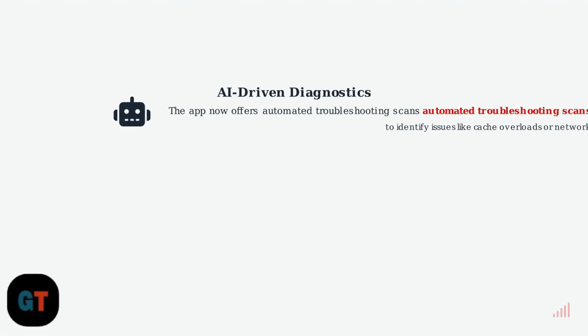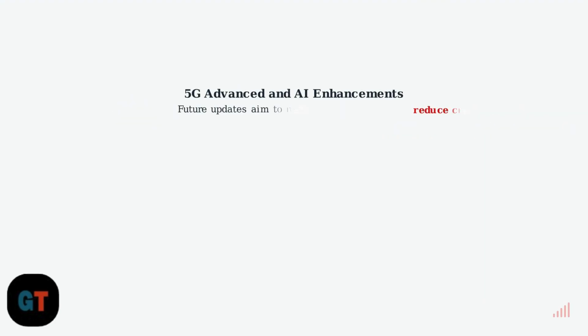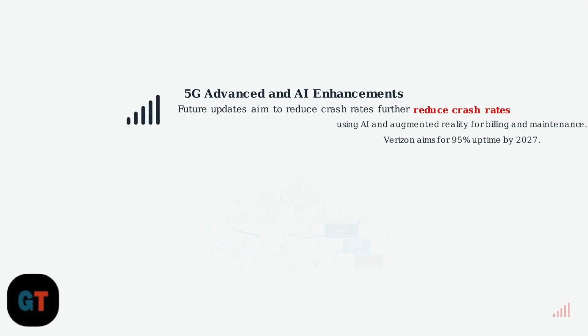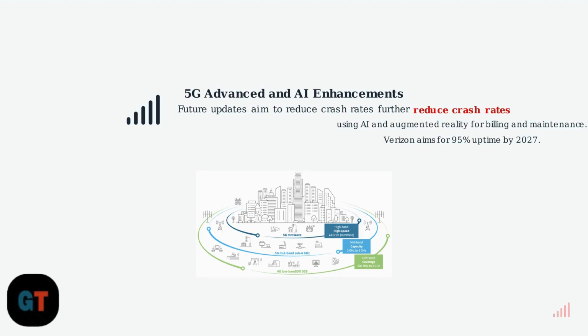AI-driven diagnostics are now part of the app, providing automated troubleshooting scans that can quickly identify problems such as cache overloads or network conflicts. With 5G advanced and AI enhancements, future app versions will further reduce crash rates by incorporating AI and augmented reality features for billing breakdowns and predictive maintenance. Verizon targets 95% uptime by 2027.